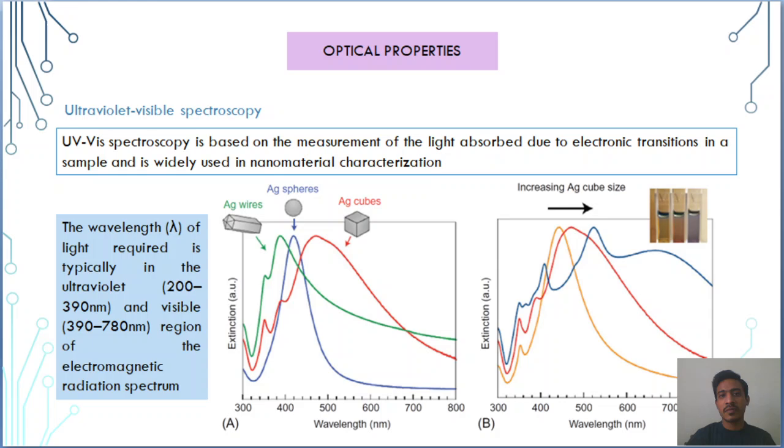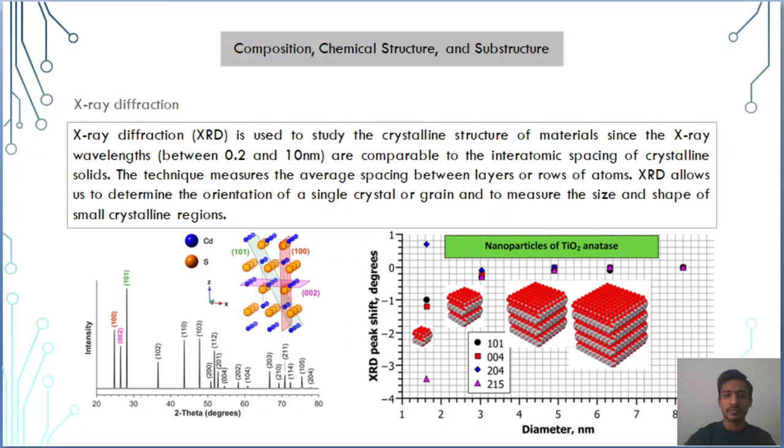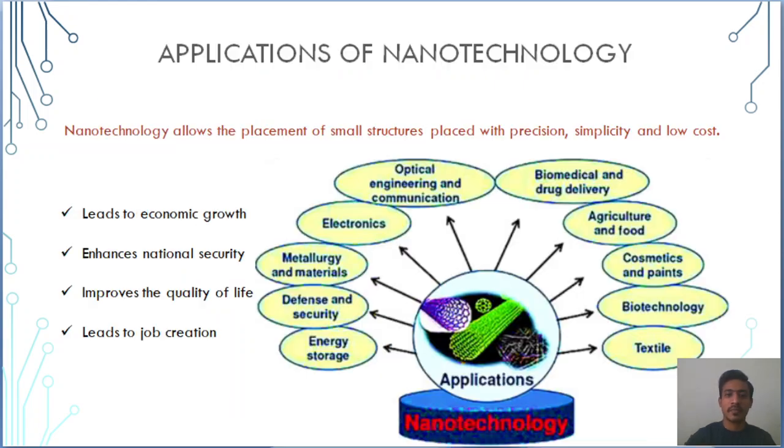Also, by using UV-visible spectrophotometry, we can determine the optical properties of nanoparticles. Specific wavelength ranges, such as 200 to 600 nanometers, are taken to check the properties of the nanoparticle, whether they are formed or not. Also, the chemical structure, substructure and composition are determined by the X-ray diffraction technique to study the crystalline nature of the material by using X-ray wavelengths.